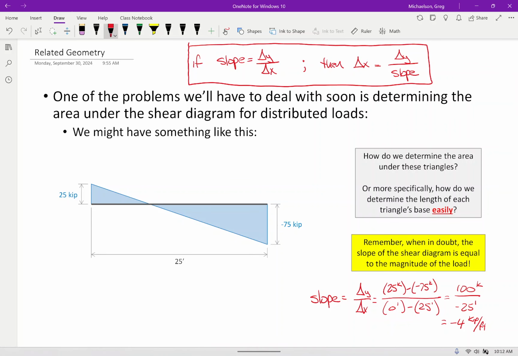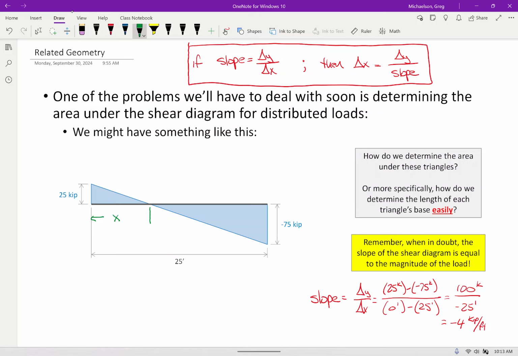Okay? That's how I propose we're going to do this. So what do I mean by that? How do I determine this distance right here? Let's do this in green. How do I determine this distance?